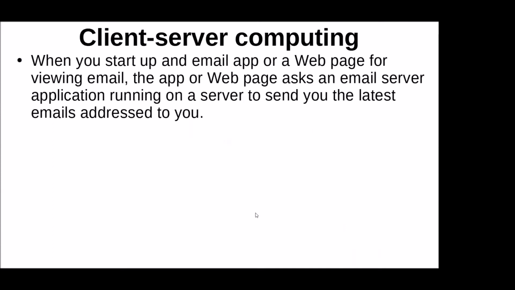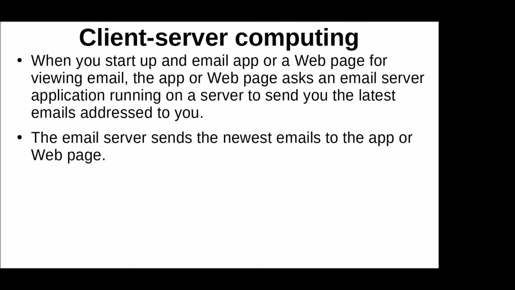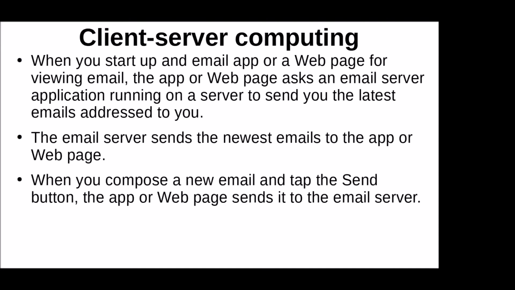Zoom meetings, what a surprise. Yes, that too. It's an example of connections between multiple computers. So when you start up an email app or a web page for viewing email, the app or the web page asks an email server application running on a server somewhere out there in the internet to send you the latest emails addressed to you. Now, this is an example of two computers working together. You ask for new email and the server on the other end sends the new emails to you. And when you compose a new email and tap the send button, the app or web page sends it to the email server of the recipient.